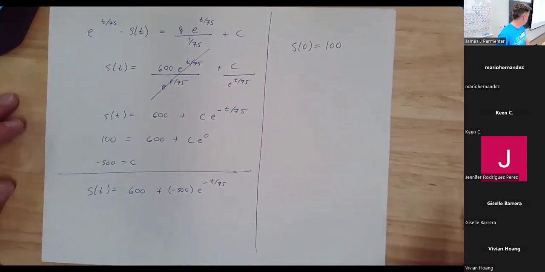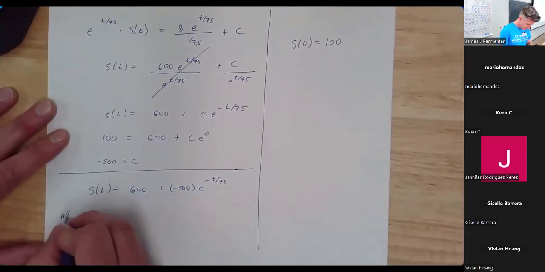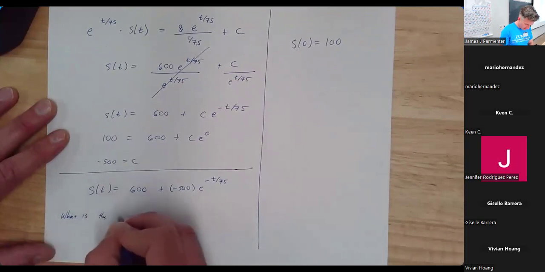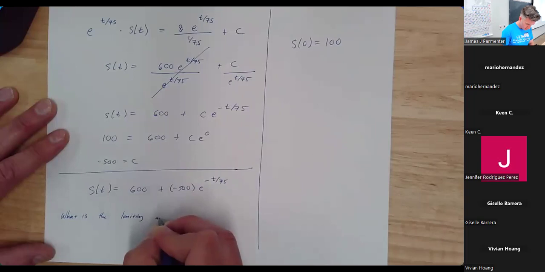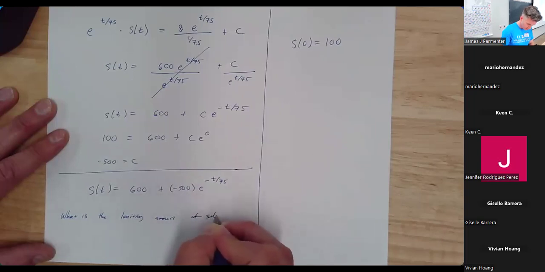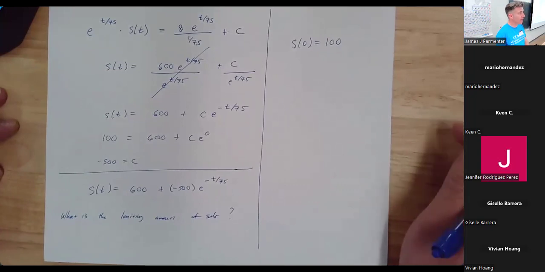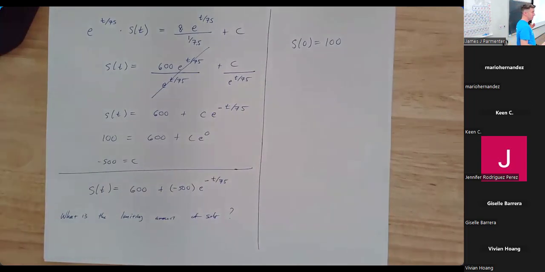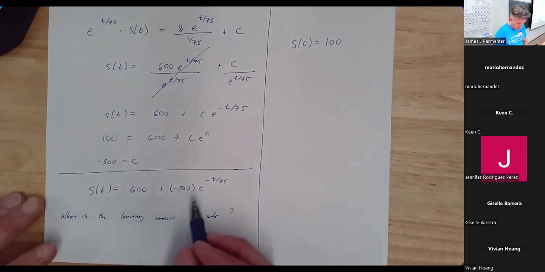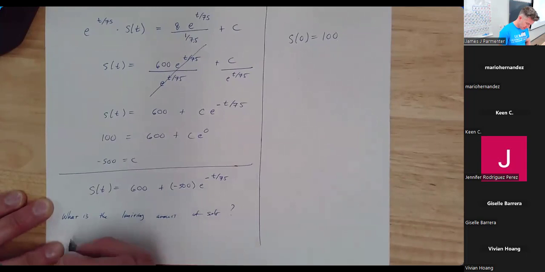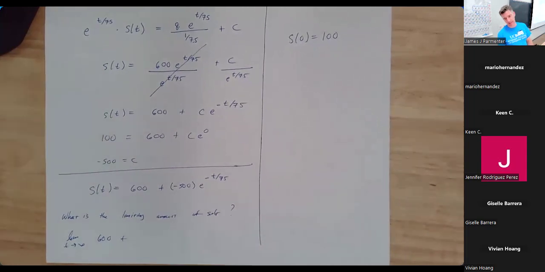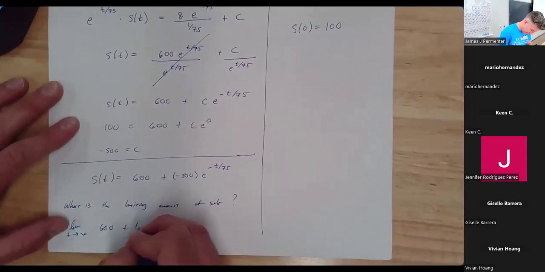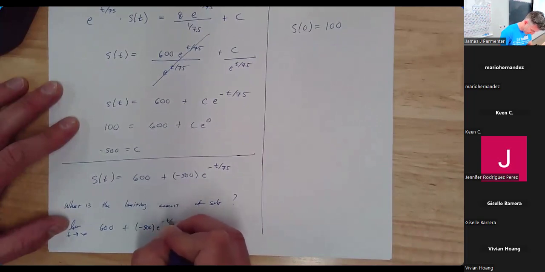A question I could see being asked: what is the limiting amount of salt? Meaning, if you let T go on and on and on, in other words, you take the limit as T approaches infinity, what happens? Well, you've got e to the negative t over 75. So the limit as T goes to infinity of 600 plus, sorry, minus 500 e to the negative t over 75.